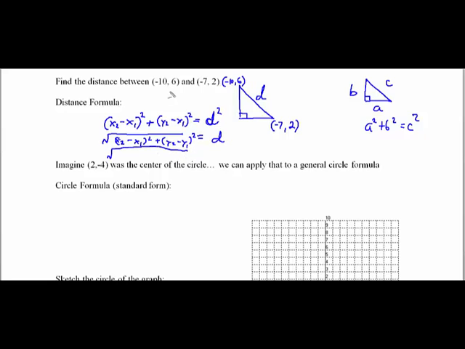So let's take the points from left to right, so (-10 minus -7) quantity squared, plus (6 minus 2) quantity squared, equals distance. So if we do some simplification here, -10 plus 7 is going to be -3. And that quantity squared is underneath the square root still, plus 6 minus 2, which is 4, quantity squared, and that is going to make 9 plus 16 under the square root, which is the square root of 25, which is 5. So our distance in this problem happens to be 5.